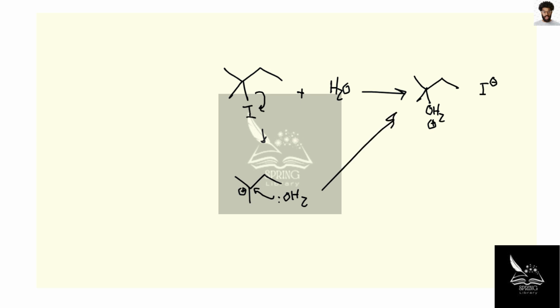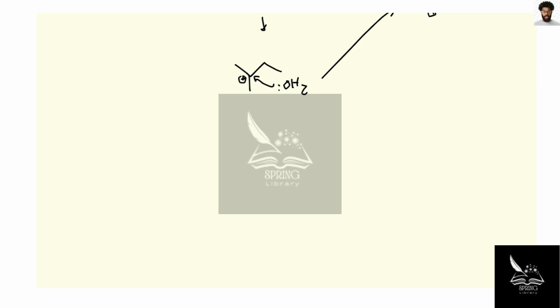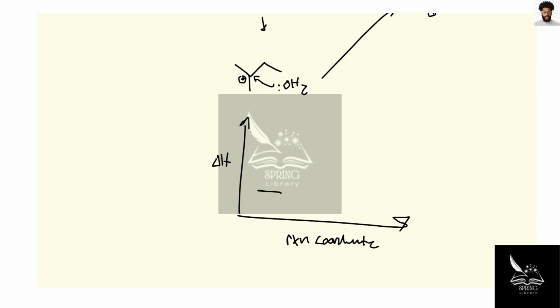Okay. Now we need to draw an energy diagram for this reaction. We're told that we're doing delta H, and this is going to be the reaction coordinate. Okay, it's a two-step reaction. We've got starting materials, we've got our carbocation intermediate, and we've got our product, which we're told is at the same energy as our starting materials.